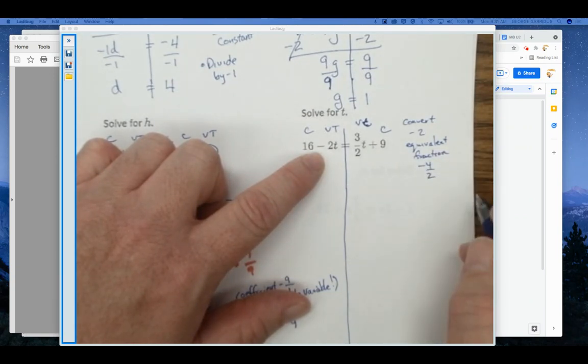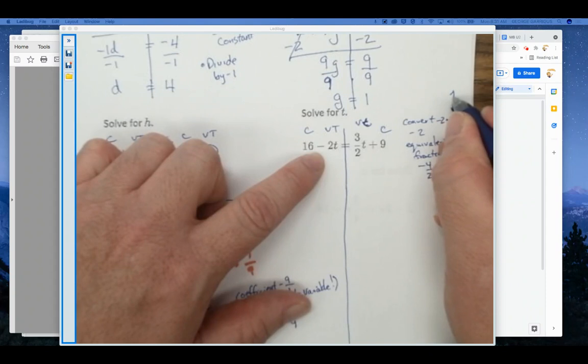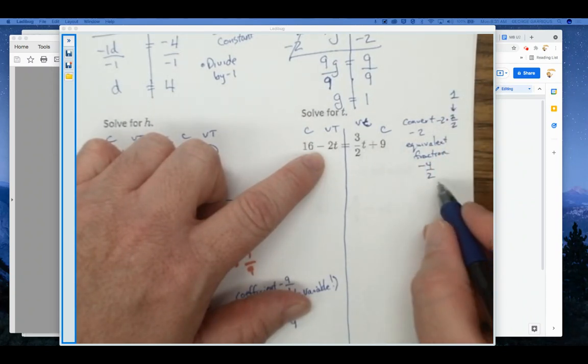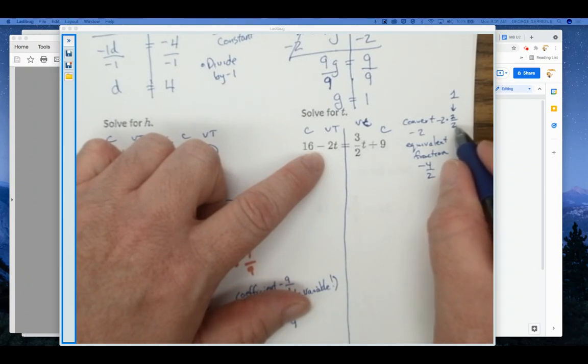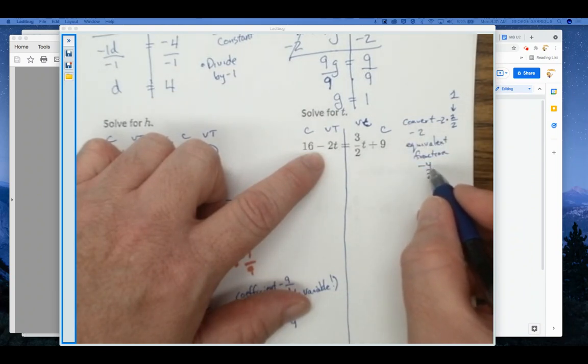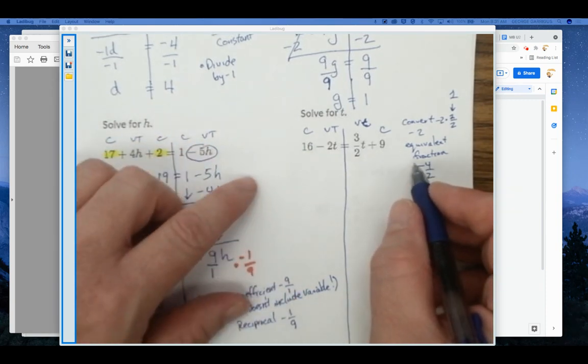You might be asking, Mr. Garrigus, how did you get that? Well, you want to go -2 times 2 over 2. See, this number is the equivalent of 1, but it's 2 over 2. So I get -2 times 2 is -4, and in the denominator remains the 2. So I haven't changed the number. I just took like 2 whole pizzas, cut them in half, and now I have 4 half slices. But 4 half slices of pizza is still 2 pizzas.